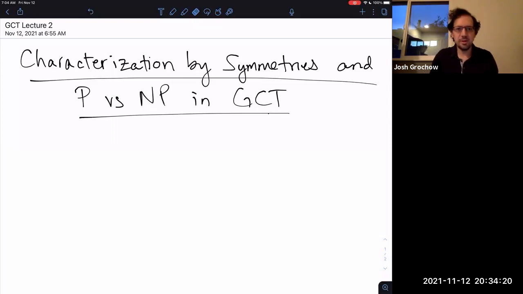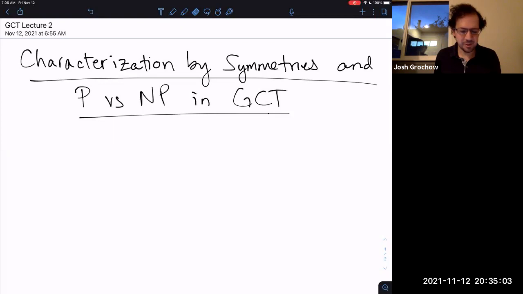Today what I want to do is sort of finish, well, not finish, but continue a little bit the story that we talked about last time about partially stable points. And that will lead us into a discussion of the importance of symmetry groups for understanding these kinds of questions. And then I also want to talk about, rather than permanent versus determinant, how you actually could potentially get at P versus NP in GCT.